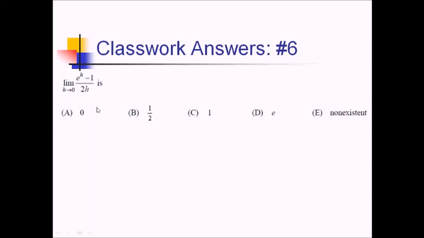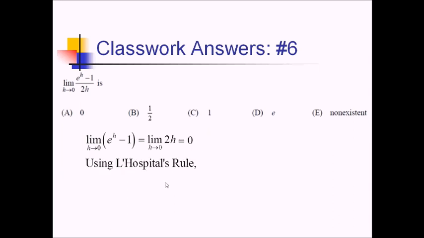On this problem, we're trying to find the limit as h approaches 0 of this expression. Now, if you mentally plug 0 in, e to the 0 is 1, minus 1 is 0. In the denominator, we have 2 times 0, which is also 0. So the limit of the numerator and denominator both equal 0. That means we can use L'Hopital's rule. So we're going to take the derivative of the top and the bottom separately. Upper derivative is going to be e to the h. Lower derivative is just 2, as h approaches 0 for both of those. Plugging 0 back in, we're going to have e to the 0, which is just 1, over 2, so 1/2 ends up being our limit, choice B.